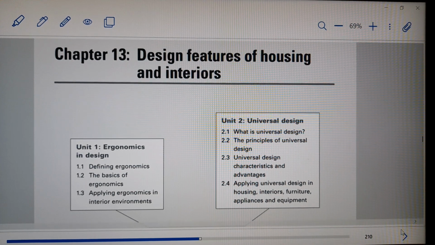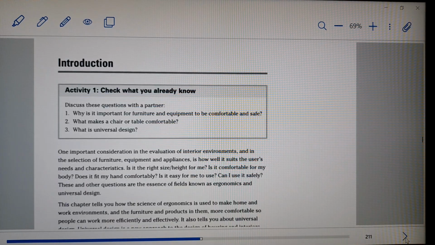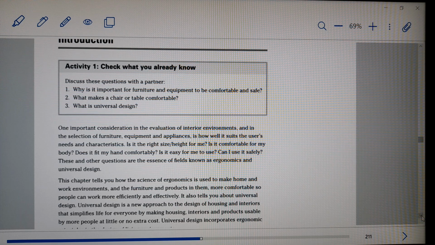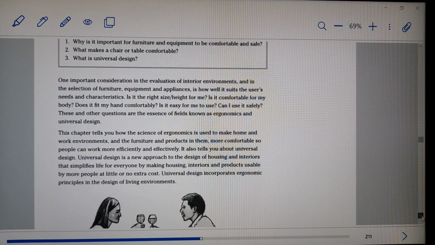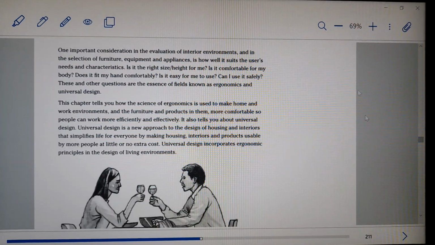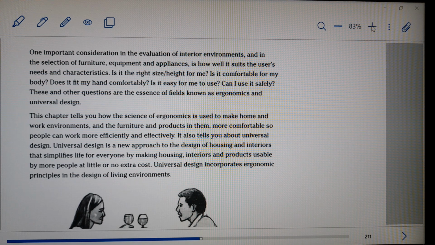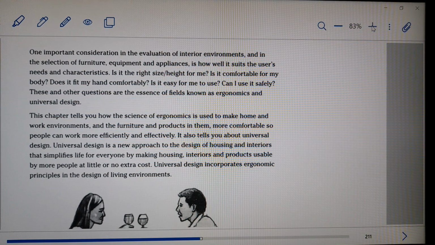Okay, so let's go to the next page, which is 211. I will not go to activity 1. I will go straight to the first paragraph on that page. Okay, can you see that first paragraph? Yes, now it's nice and clear.